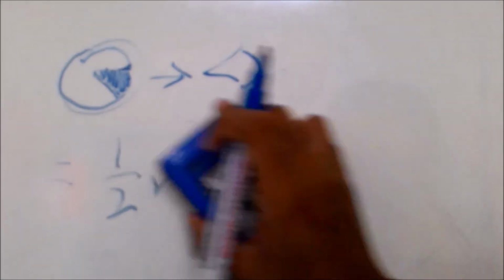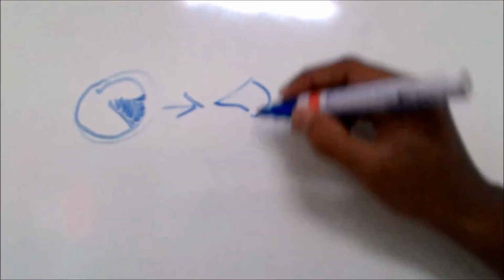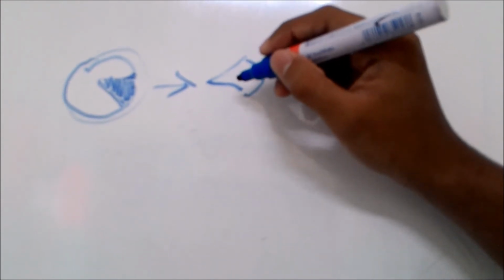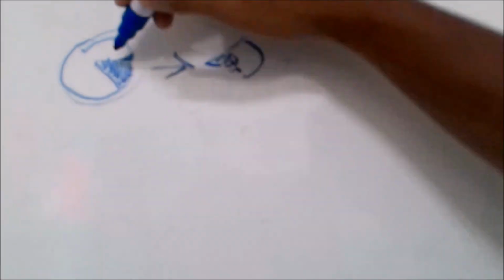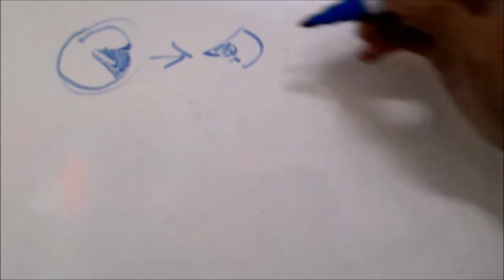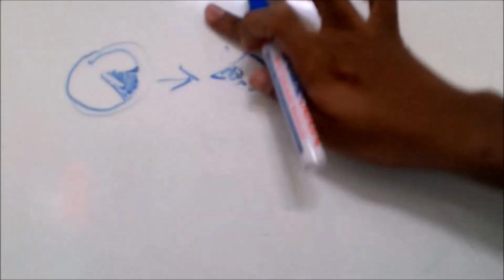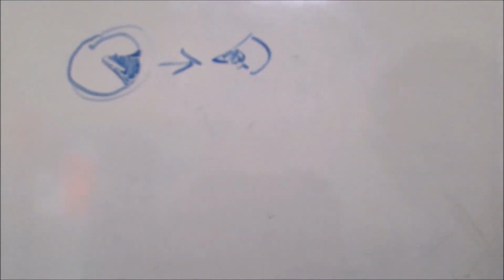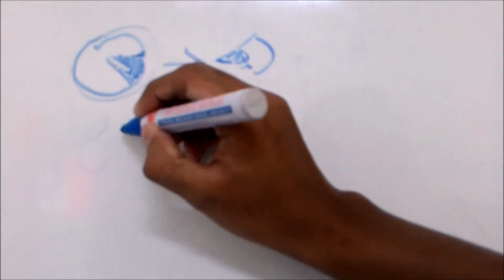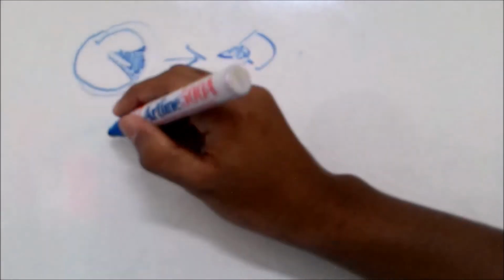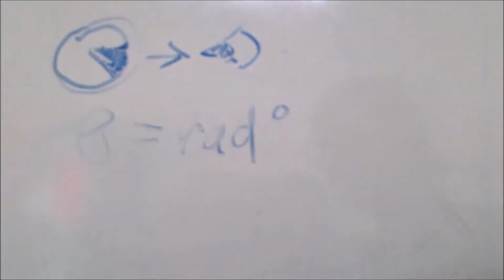We know that r is the radius, and theta is the angle of the sector. So let's say this area is 60 degrees. We must not use 60 degrees. We must first convert the degrees into radians. So for using the previous formula, theta must be in radian form.